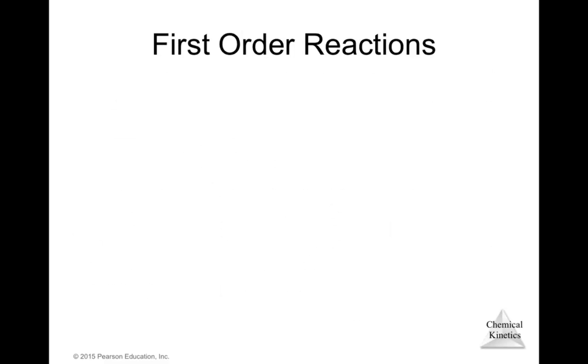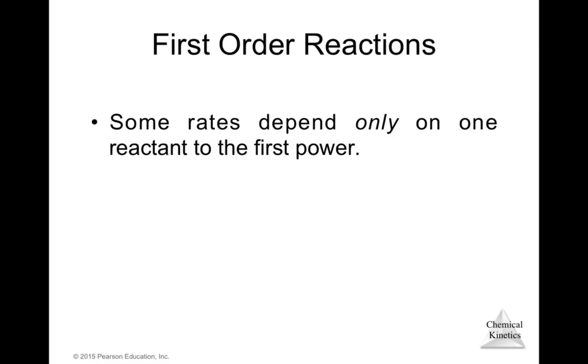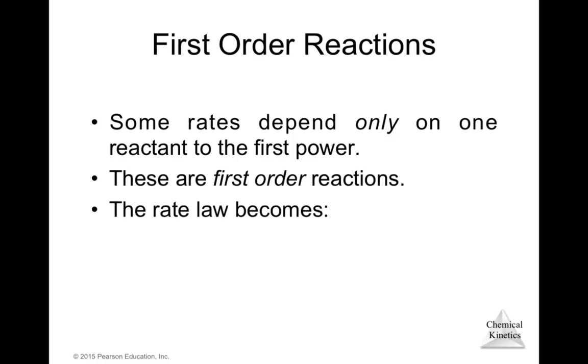So the first order reaction. Some rates depend only on one reactant to the first power. These are first order reactions. Now we're talking about a reaction that is first order, so this involves just one reactant to the first power. And the rate law becomes rate is equal to K times the concentration of A. This is a hypothetical reactant, and this is power of 1. So here we have the expression of the rate law for a first order reaction: rate equals the constant K times the concentration of the reactant raised to the power of 1.